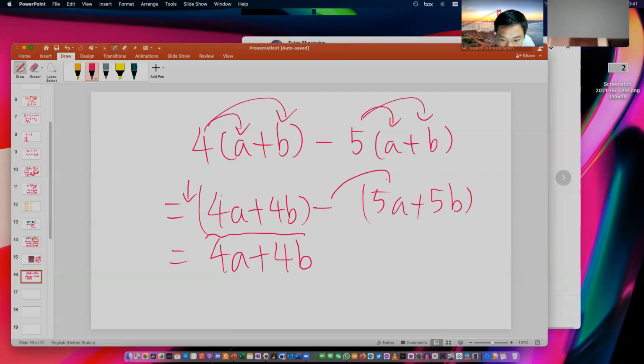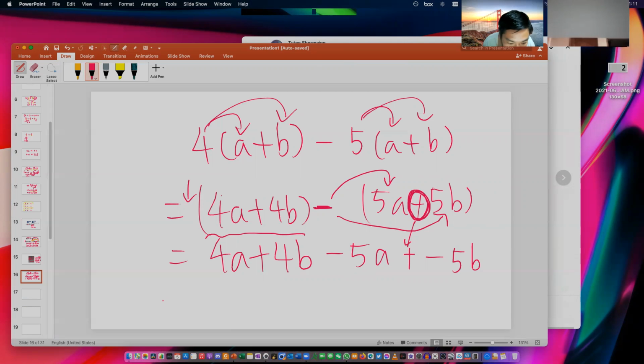The second part you need to do, first arrow, you get minus 5a. Then the second arrow, you have what? You have minus 5b. Then in between, there is a plus sign here. Can you see the plus sign? Yeah. So you cannot ignore the plus sign. You need to bring down the plus sign.